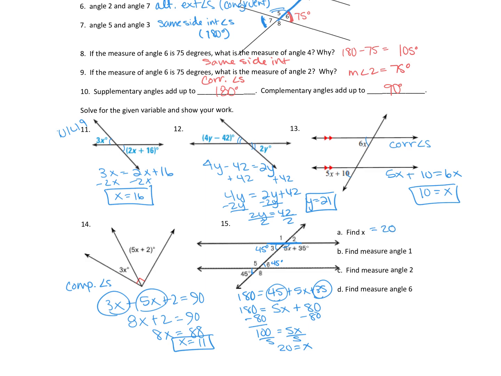Then the measure of angle 1 would be the same as 5x plus 35 because they are vertical angles, and vertical angles are congruent. So 5 times 20 plus 35 equals 135 degrees for angle 1. Angle 2 is vertical with 45 degrees, so it's 45 degrees, and angle 6 is vertical with 45 degrees, so it's also 45 degrees.